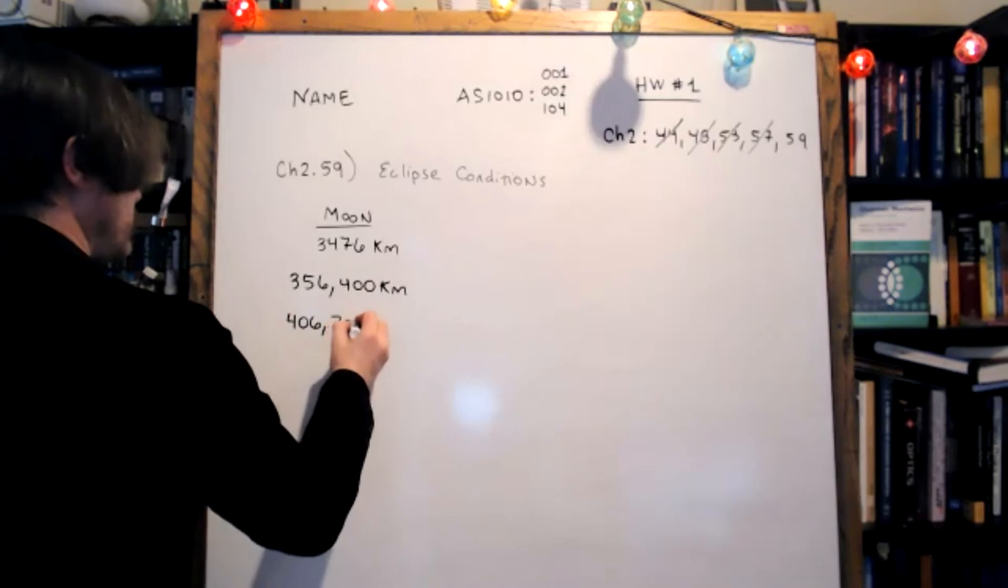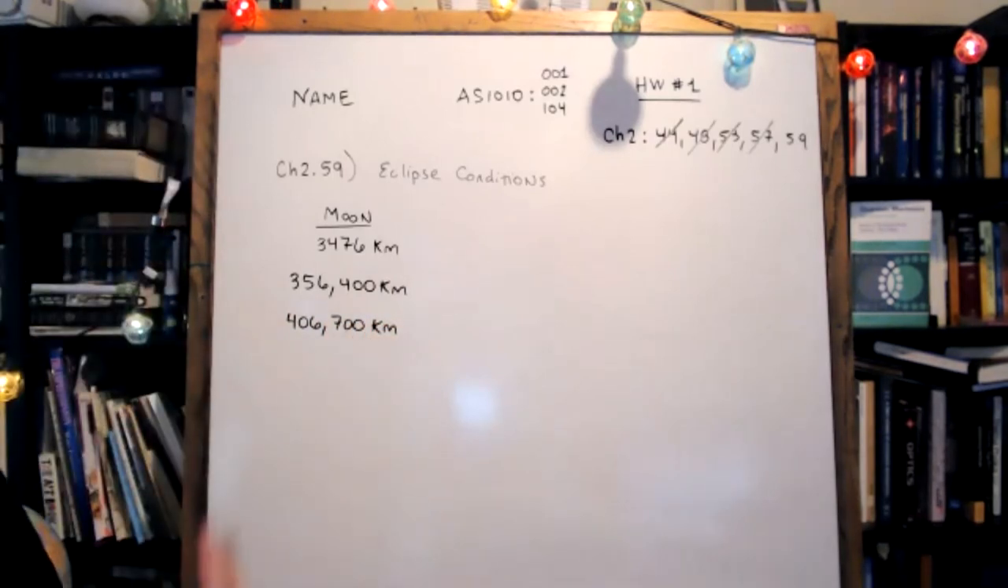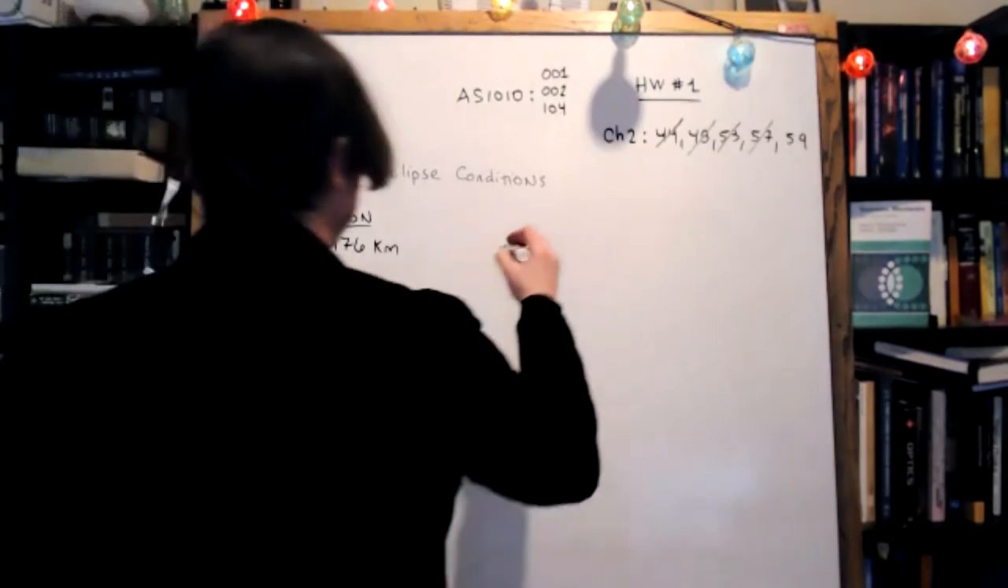406,700 kilometers. Okay. In other words, 406,700 kilometers. Okay. That's okay. Part of this reading is practicing saying all this crazy stuff. Continue.